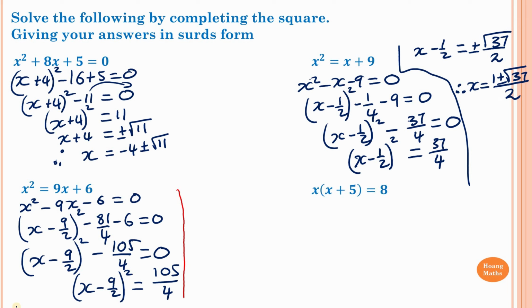Last one. Now to solve this, we first need to expand the bracket, and then we move the 8 to that side. So the equation becomes 0. So x times x, so I just write here, x times x is x squared. And then x times 5 is 5x. And then the 8 I move to this side, becomes minus 8. So is equal to 0.